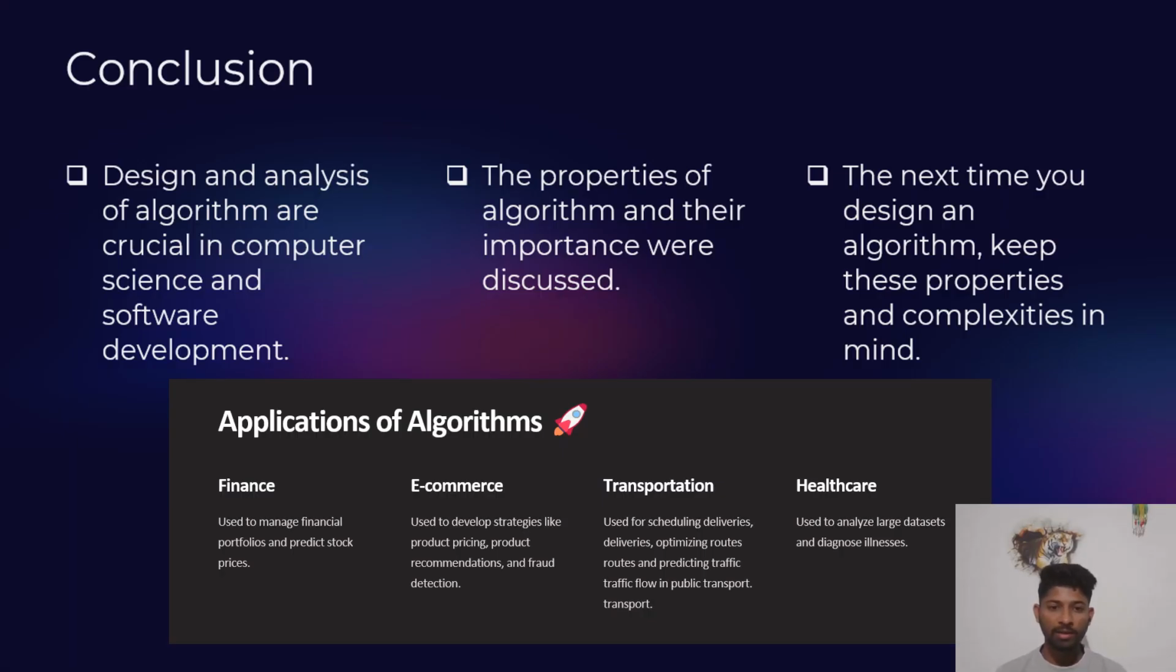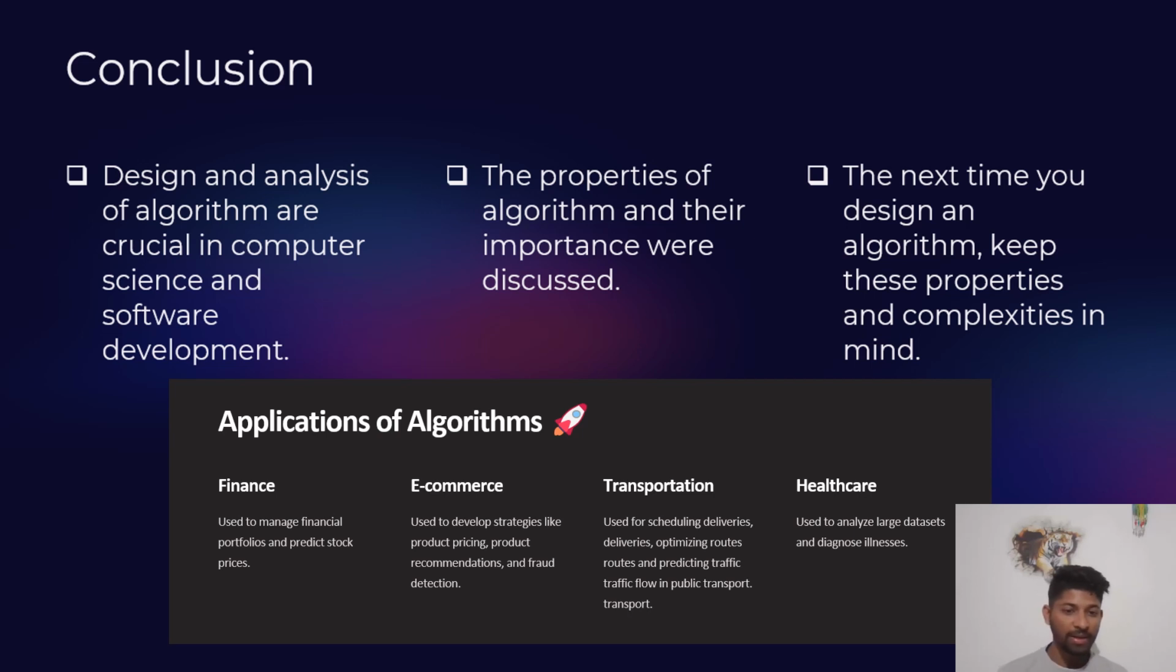So, what all we learned from this topic? Design and analysis of algorithms are crucial in computer science and software development. So, algorithms are required for software development and for computer science. The properties of algorithms and their importance we learned in this. The next time you design an algorithm, keep the properties and complexities in mind.